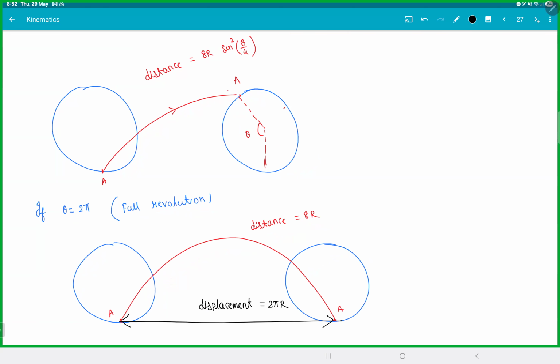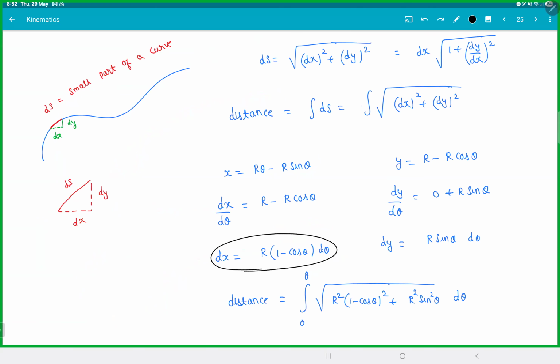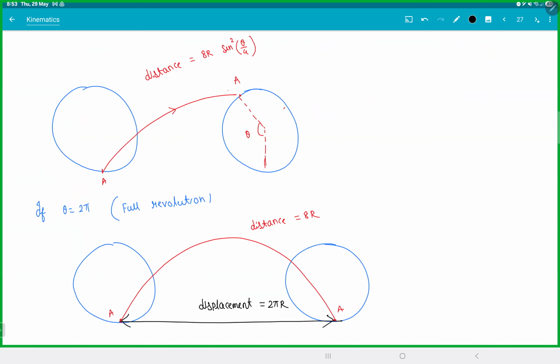Because x is depending on theta, and you differentiate with whatever quantity it is depending on. X is depending on theta, so you differentiate with theta. And the question asks to also find the distance traveled when it rotates by theta. Everything is being asked in theta, so right, Arya? Okay, sir. Is this clear, everyone?